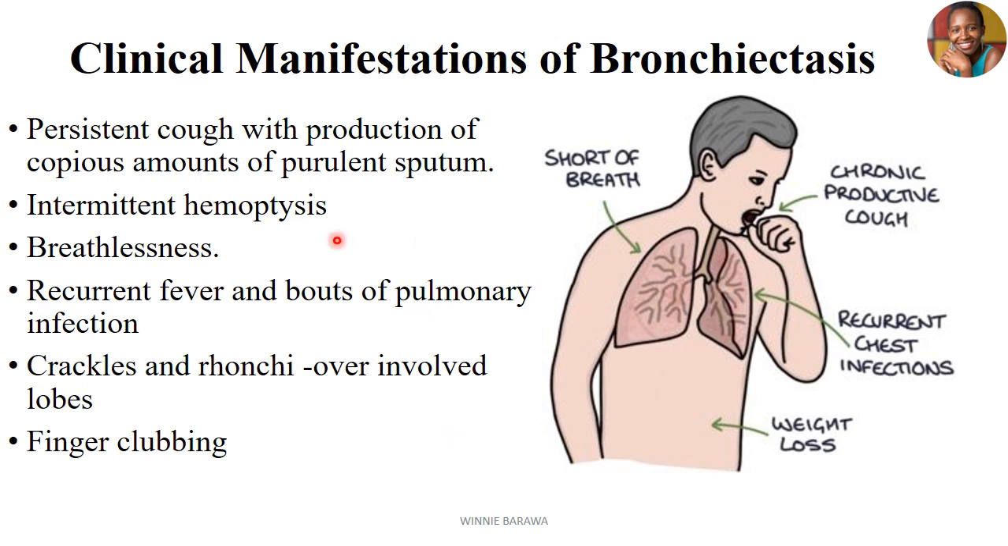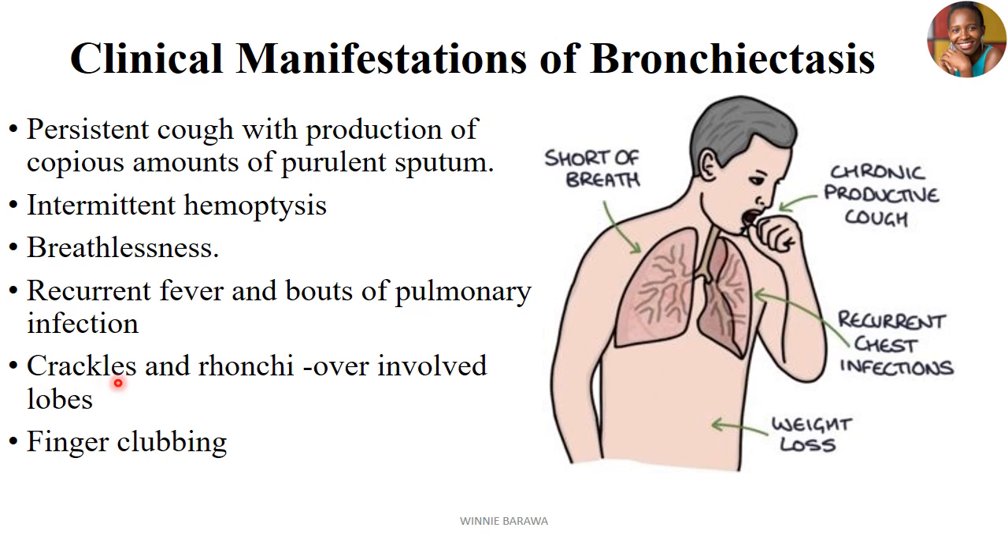So, in clinical manifestation of bronchiectasis, we can have persistent cough, which comes with production of copious amounts of purulent sputum. There's intermittent hemoptysis. Hemoptysis is the presence of blood during cough, or when someone coughs and they produce sputum, you will see traces of blood in that sputum. There's also breathlessness or difficulty in breathing, and the client can also present with fever, that is high temperatures, accompanied by bouts or recurrent states of pulmonary infections.